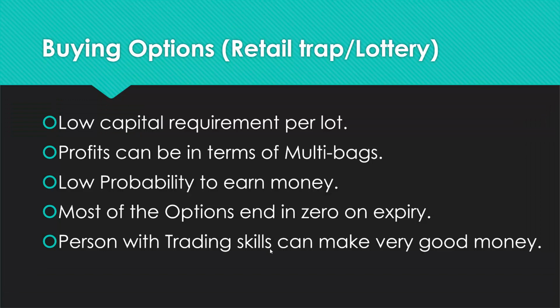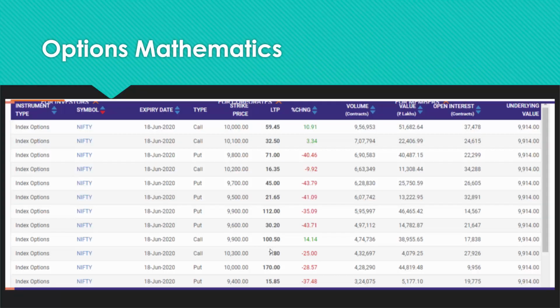So the probability is very, very low to earn money while you buy options. Let me tell you. You can see the call value of 10,300 is 7.8, and the put of 9500 is 21. If a person buys this 21.65, and another person buys this 7.8, either one of them is going to completely lose their money for 100% sure.